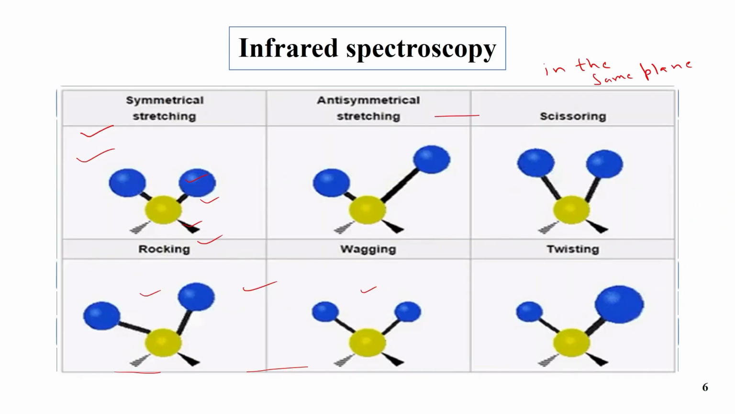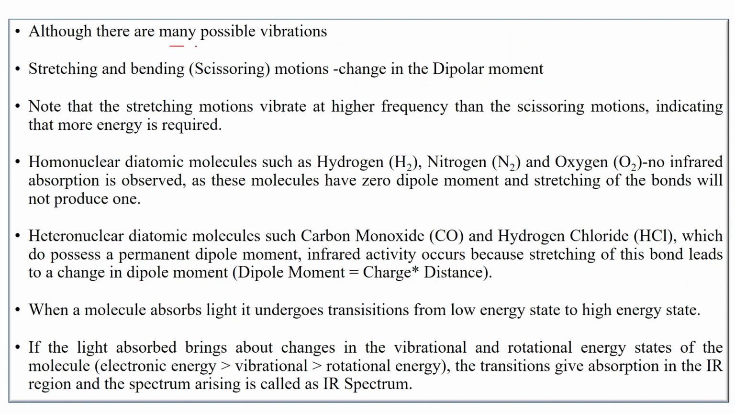Although there are many possible vibrations, stretching and bending cause the change in dipole moment. So whichever vibration or motion causes a change in dipole moment, and dipole moment is nothing but the product of charge and the distance between the two atoms, then only the IR radiation will be absorbed. This is the basic requirement for a bond or a functional group to absorb the IR radiation.